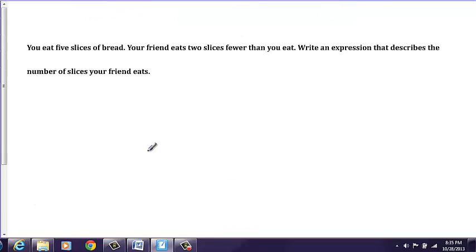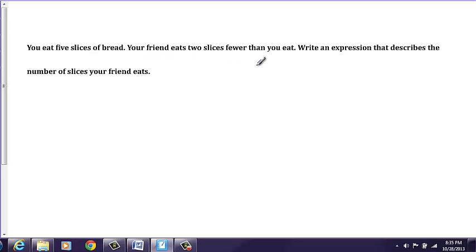Let's go to the last problem in this. Let's read the story problem first. It says you eat 5 slices of bread and your friend eats 2 slices fewer than you eat. And they are asking you to write the expression that describes the number of slices your friend eats. They really don't care if you give them an answer or not, because remember, boys and girls, they are more interested in, do you know how to set up your problem? Once you set up your problem, the computation is usually easy. So that's what they are looking for when they give you a story problem.